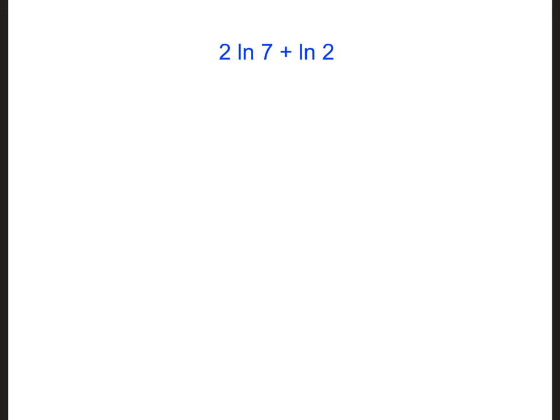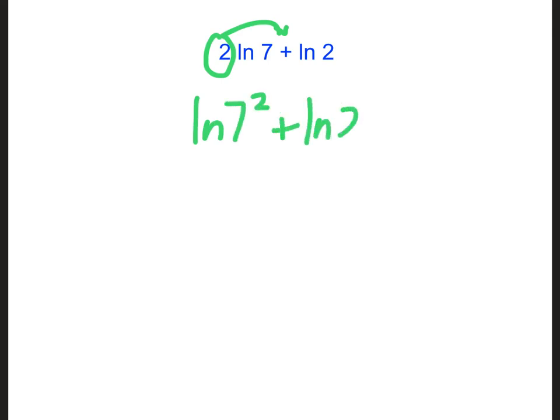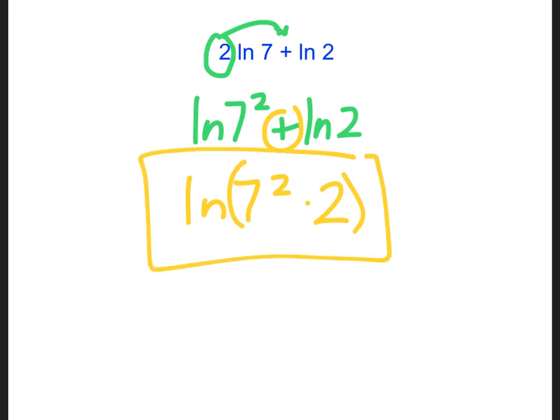And the last one, we have 2 times the natural log of 7 plus the natural log of 2. Again, I notice that 2 out front, which means I can turn it into a power. So I'm going to have natural log of 7 squared plus the natural log of 2. They're adding, which means we can do the product property. So I can do the natural log of 7 squared times 2. And again, I would leave your answer like that just for the sake of being able to write it the opposite direction if you wanted to.